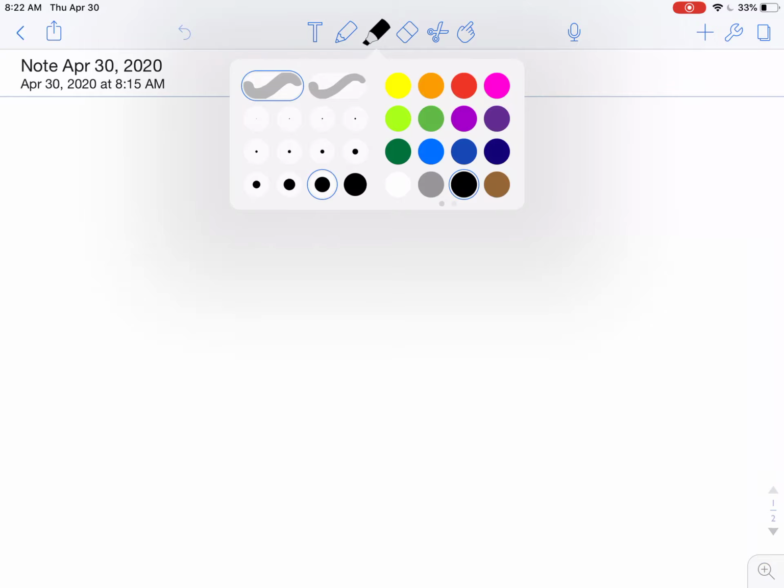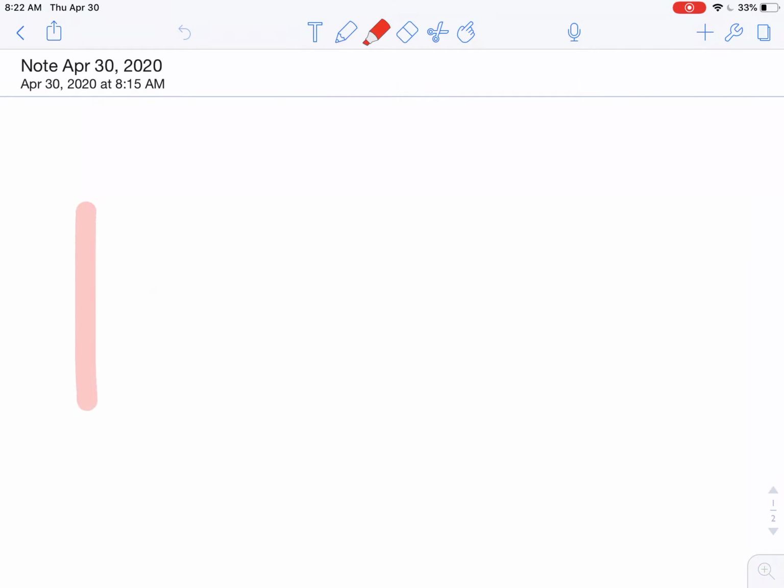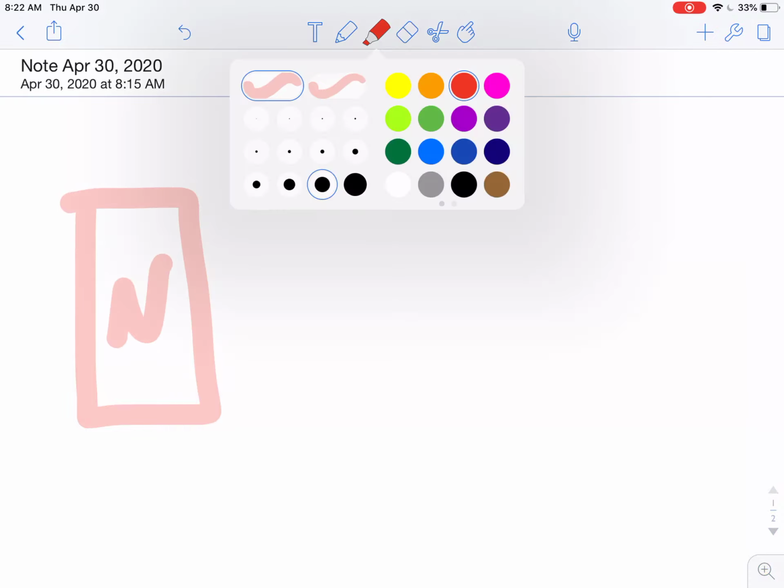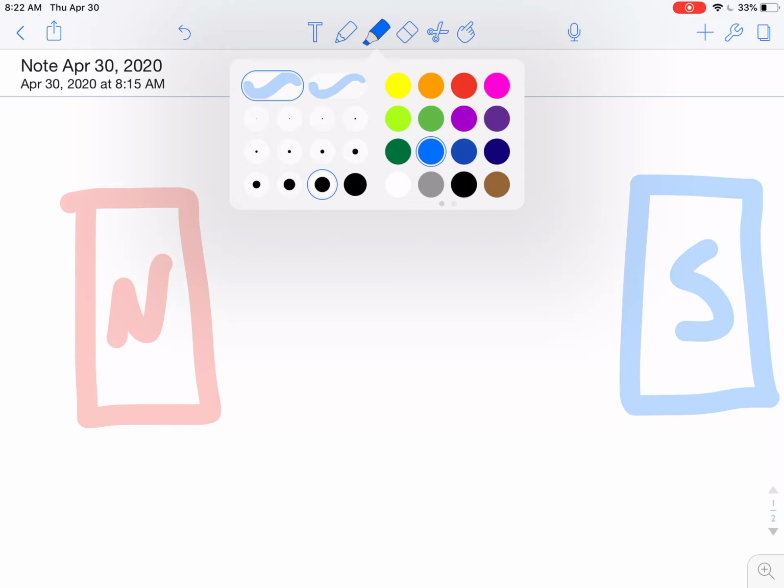Okay, so we've learned a couple things here. So I'm going to use... Okay, that's going to be a north pole of a magnet. Go blue. South pole of a magnet. Okay, we've learned a few things so far.